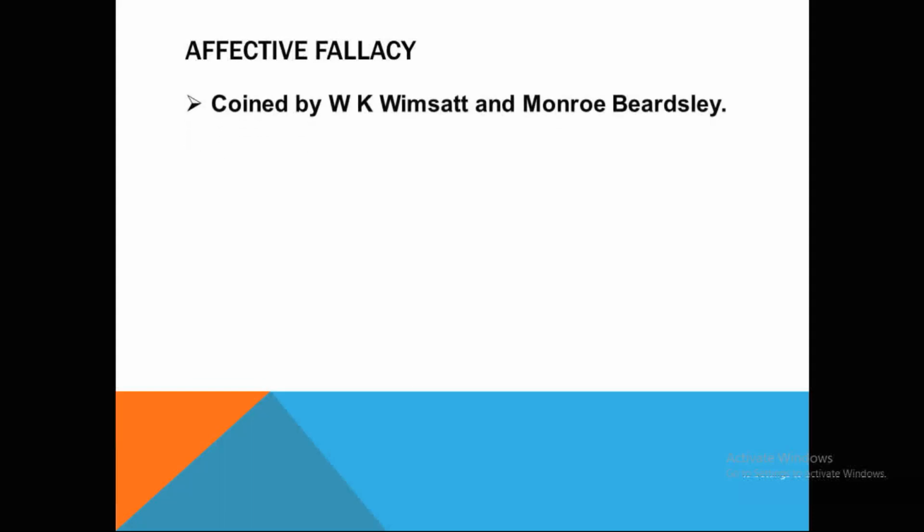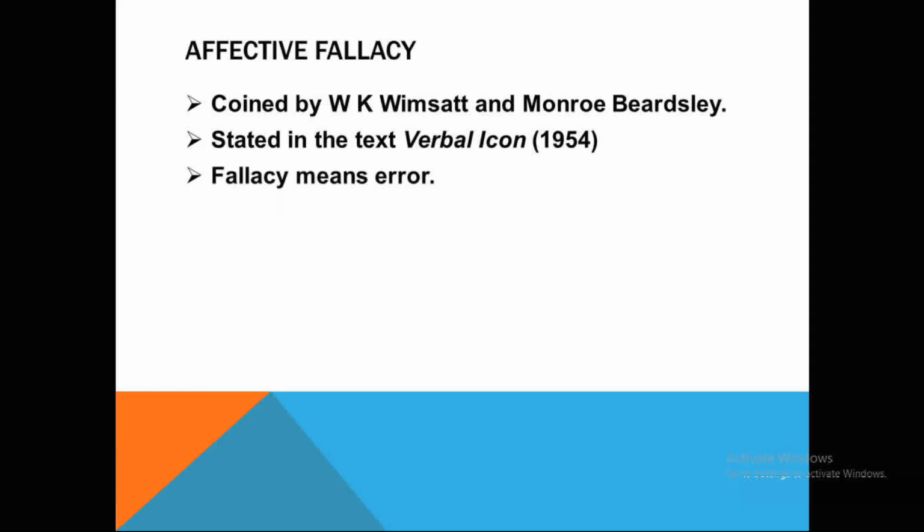The first terminology is affective fallacy. Affective fallacy was coined by W.K. Wimsatt and Monroe C. Beardsley, the two critics mentioned earlier. They wrote an essay of the same name, Affective Fallacy, in their work The Verbal Icon, which was published in the year 1954. Now, fallacy, what does fallacy mean? Fallacy means error, right? It's a mistake.